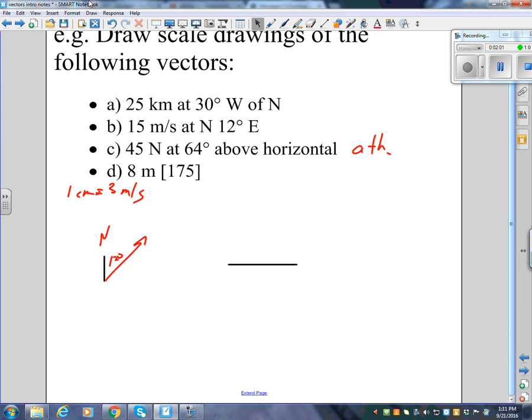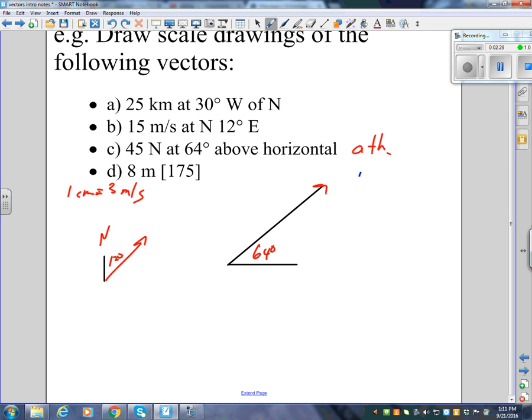64. And it doesn't matter whether you go up to the right or up to the left. So you would have something like this. That would be with an arrowhead, right? And this angle here would be 64 degrees. You would measure it with a protractor. I'm trying to pick up the speed a little here. So 64 degrees above the horizontal. As I said, it could also be this way. I didn't indicate whether it was to the left or to the right. And how long? 45 newtons.